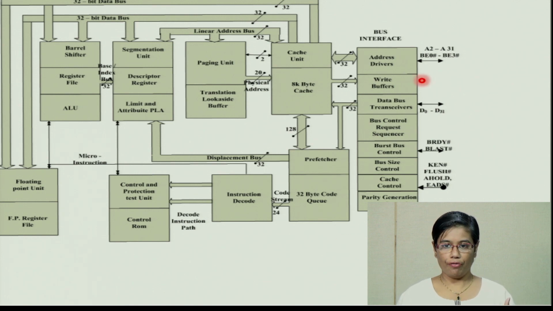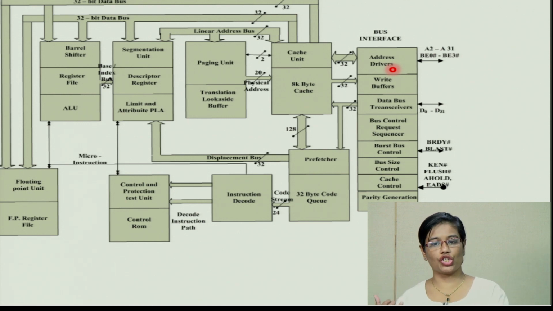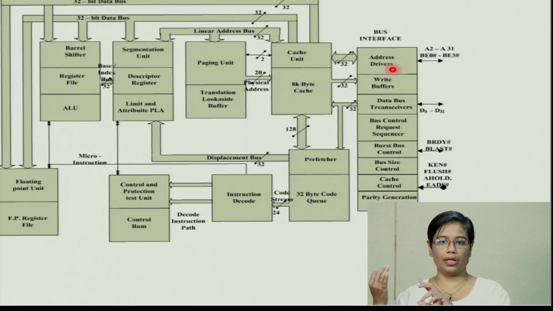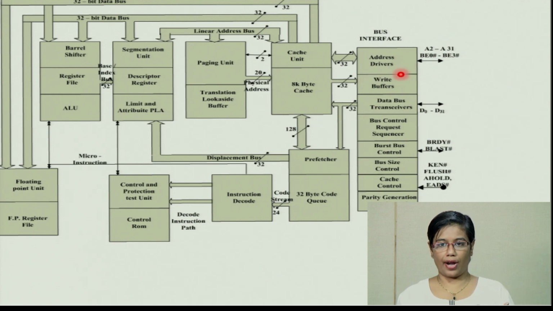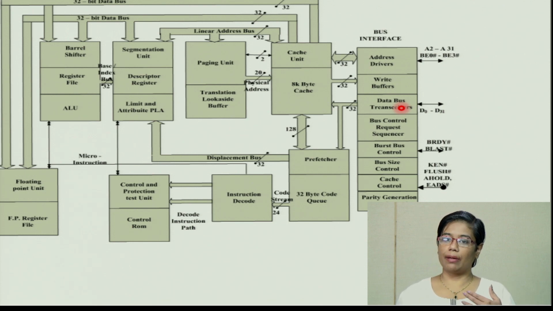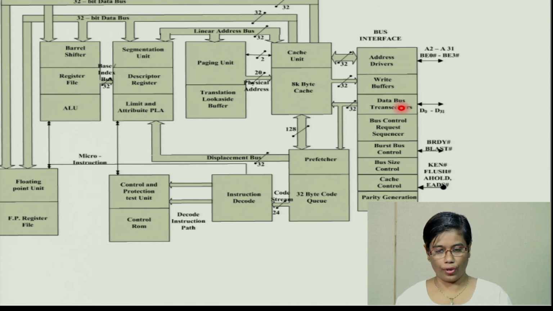Now 80486 has the bus interface unit. The bus interface unit again fetches instructions, it fetches data from memory, it fetches data from input-output devices as well. So this is the bus interface unit. It comes with the required drivers, buffers, data bus transceivers. Now there is something new in case of 80486 which we have not seen in case of the other processors.